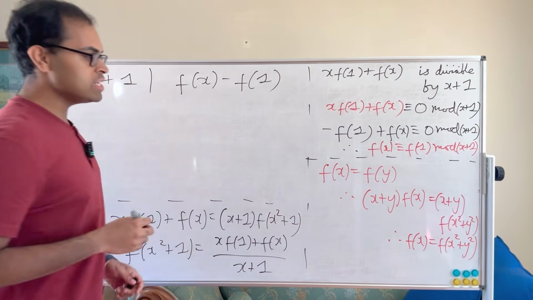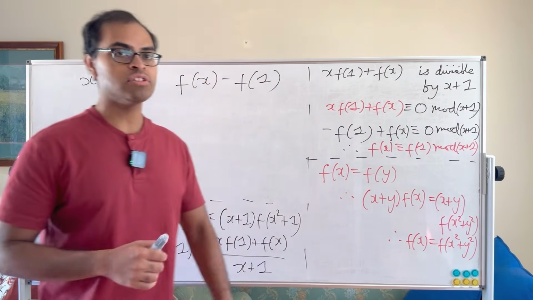And the last observation is basically, as I said, f of x is f of x squared plus y squared for any y, right?